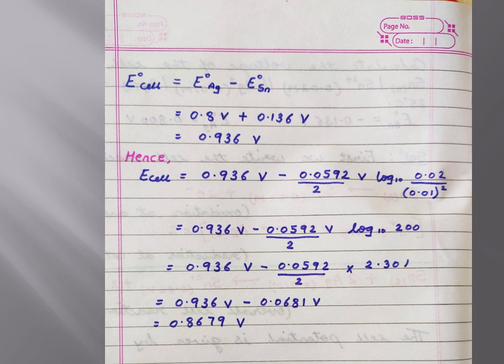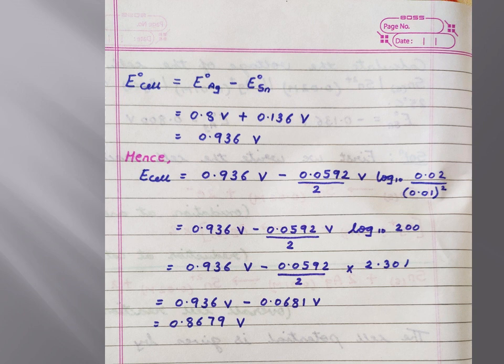So we get E cell is equal to 0.936 volt minus 0.0592 upon 2 volt log of (0.02 upon 0.01) the whole square. Now students, what are this 0.02 and 0.01? They are the concentrations of the cathode and the anode. When you simplify this, you will get log 10 of 200. Okay, so we have to find the log of 200.